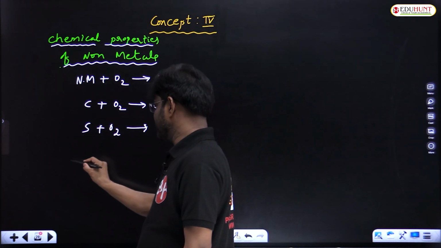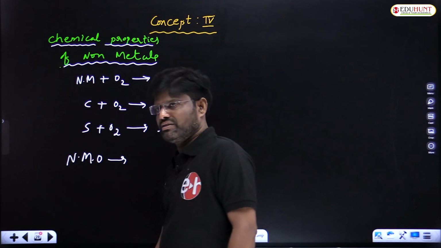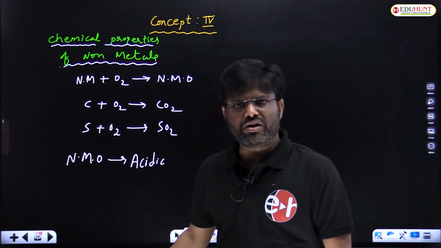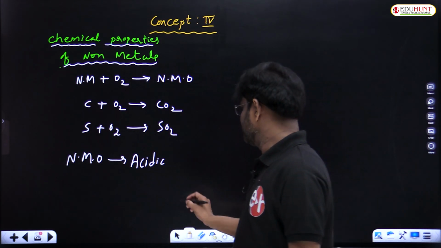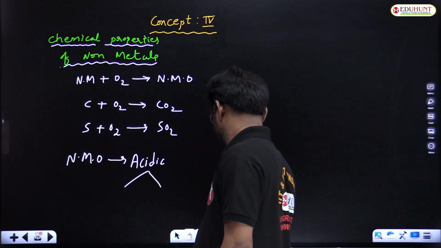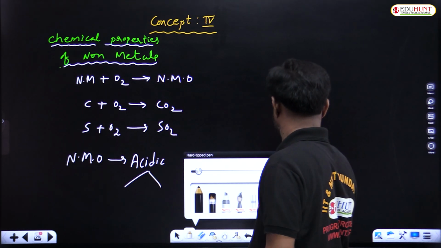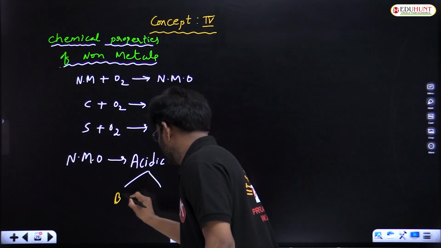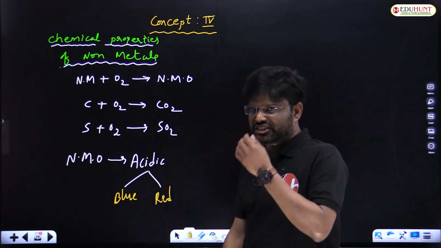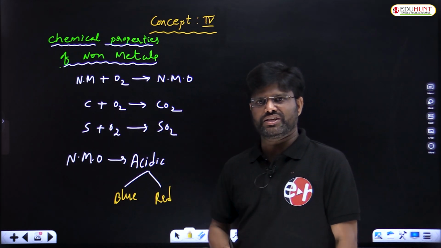These non-metal oxides are acidic in nature. They turn blue litmus to red litmus. Blue to red. So this is the introduction of the non-metals, how they react with oxygen.